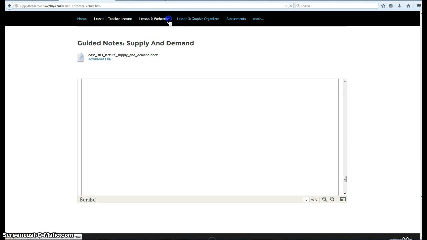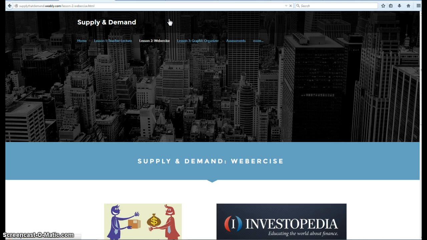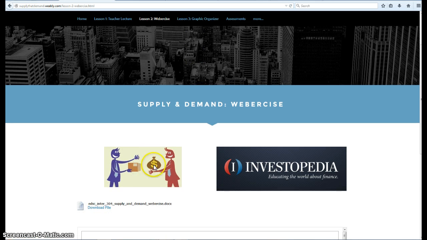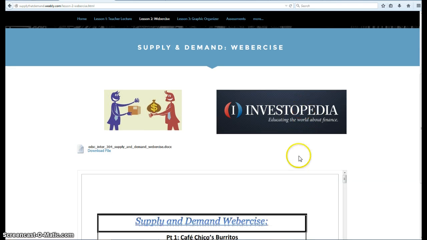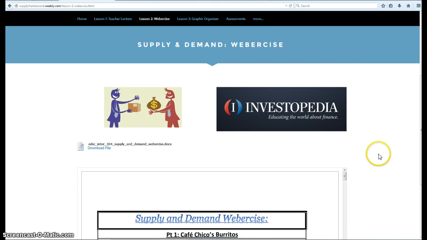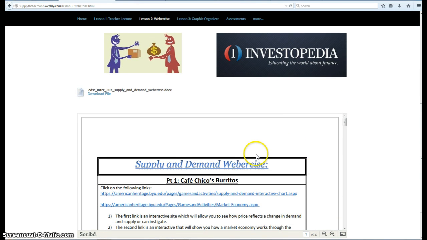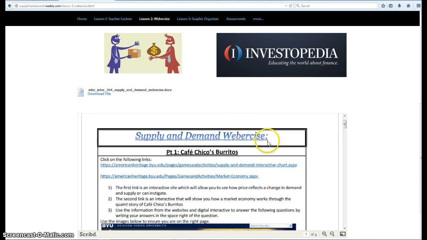So let's go to my Webquest. So that's my Webquest. Again, it's one thing to just maintain the theme of supply and demand, and another thing to preview what's going to happen. So in this case, Investopedia is going to be one of the things that they need to look up. And then here again, you can download the file from my Webquest, and here is the Webquest previewed. And so here are some links, and then directions immediately following after.